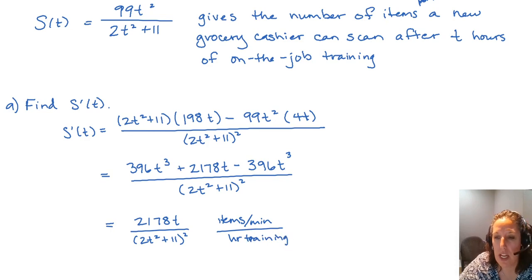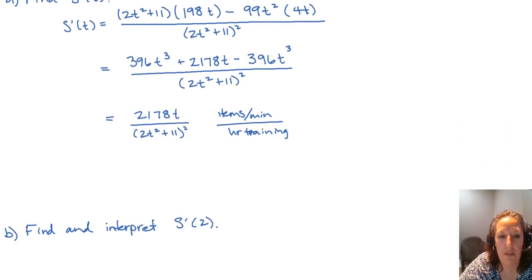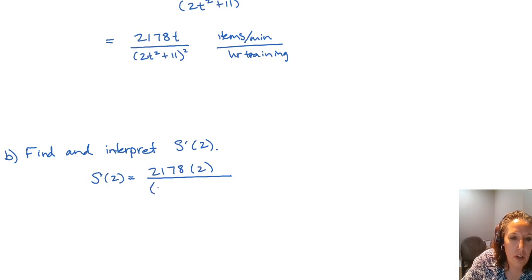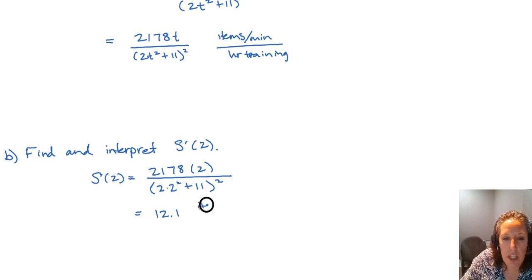That'll help us out with this next part, which wants us to find and interpret S prime of 2. So we're going to just plug in 2 into the answer we just got, 2,178 times 2 over 2 times 2 squared plus 11 quantity squared. And if you plug that in the calculator, you get approximately 12.1. And the units on this are items per minute, the speed of the cashier, per hour of training.